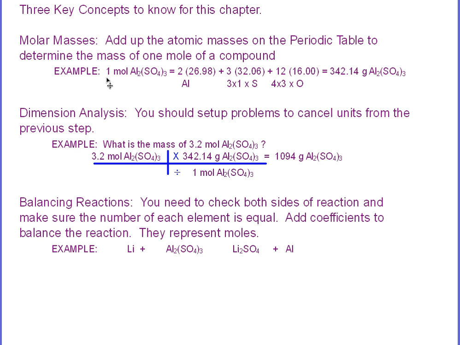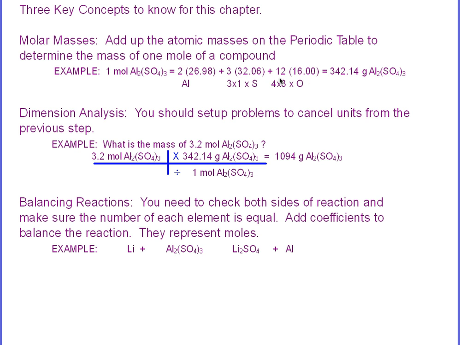So here's our example. If we have 1 mole of aluminum sulfate, notice there's 2 aluminums in here. So when I go to the periodic table and I get this atomic mass for aluminum, I'm multiplying it by 2 because our formula has 2 aluminums. Then I went and found sulfur. Sulfur's mass on the periodic table is 32.06, and there are 3 times 1. See, there's an implied subscript of a 1 for the sulfur there.